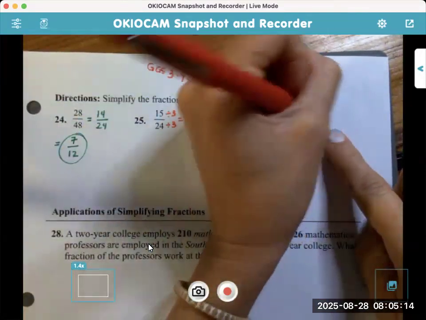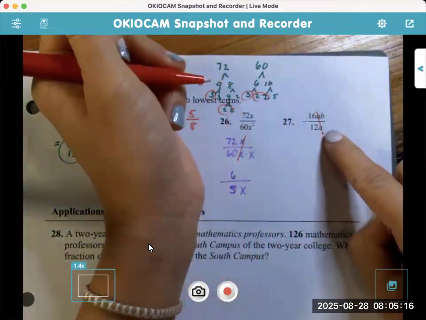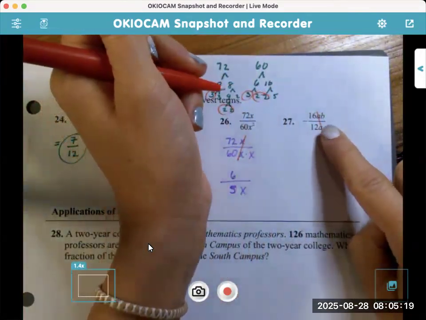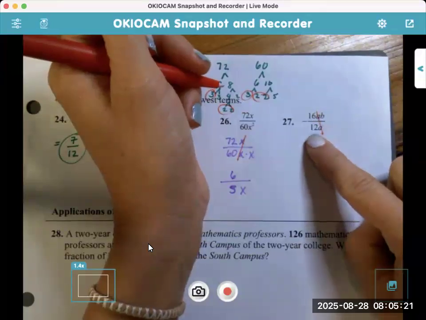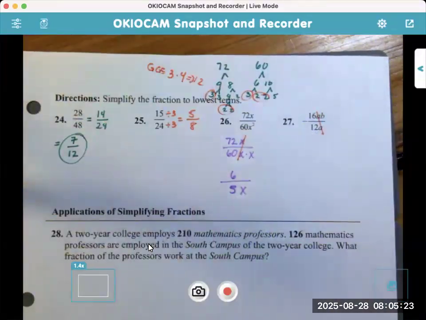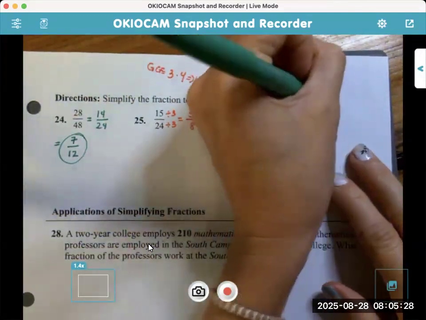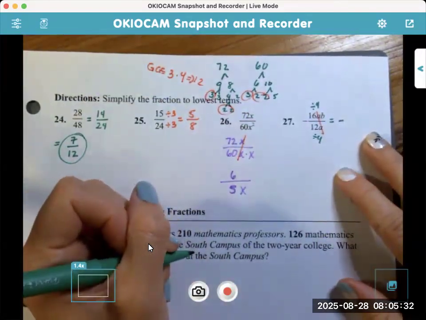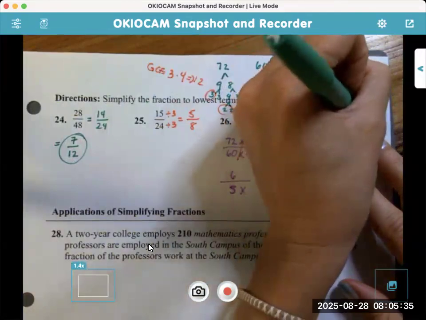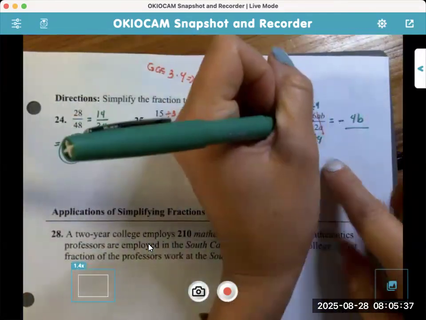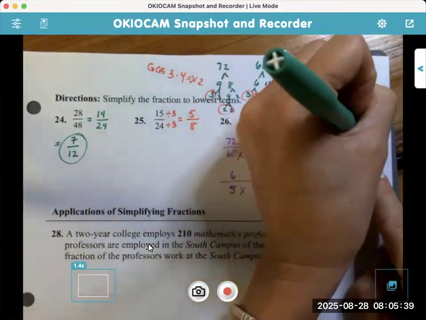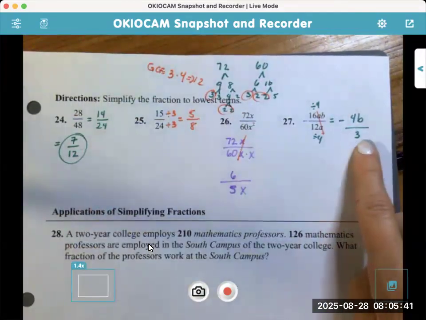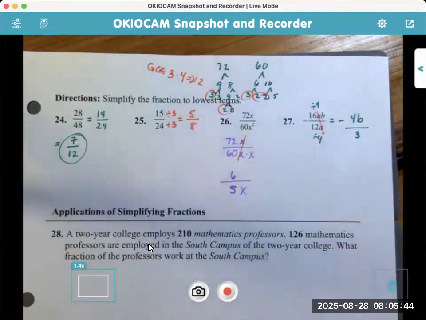Last, I have an A over an A. There's no B in the denominator, so B lingers. I know that 16 and 12 have a 4 in common. So if I'm dividing 16 by 4 and 12 by 4, the negative still hangs out because we're not doing anything with it. 16 divided by 4 is 4, so 4b. 12 divided by 4 is 3. 3 is prime, so we can't go any further. And there you go, that's how you simplify.